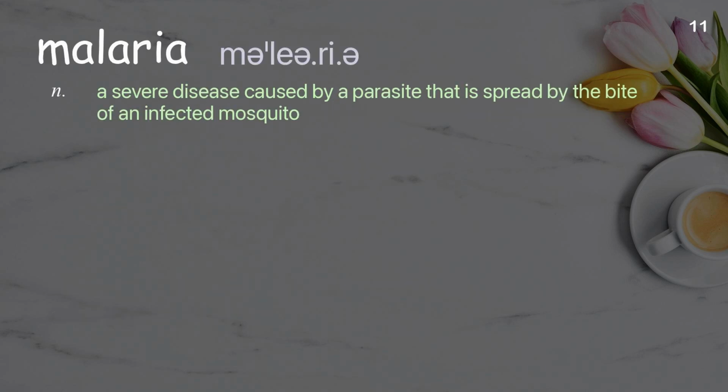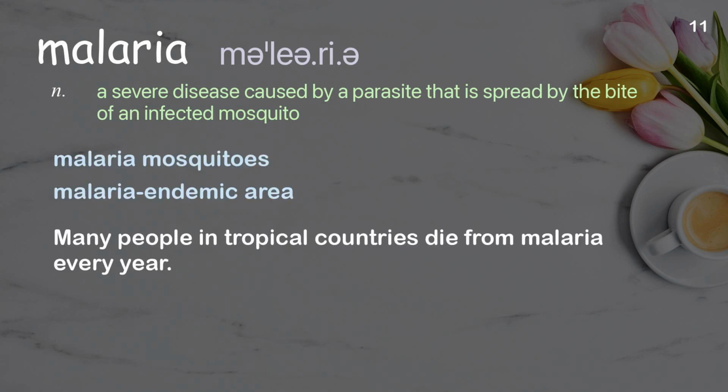Malaria. A severe disease caused by a parasite that is spread by the bite of an infected mosquito. Examples: Malaria mosquitoes. Malaria endemic area. Many people in tropical countries die from malaria every year.